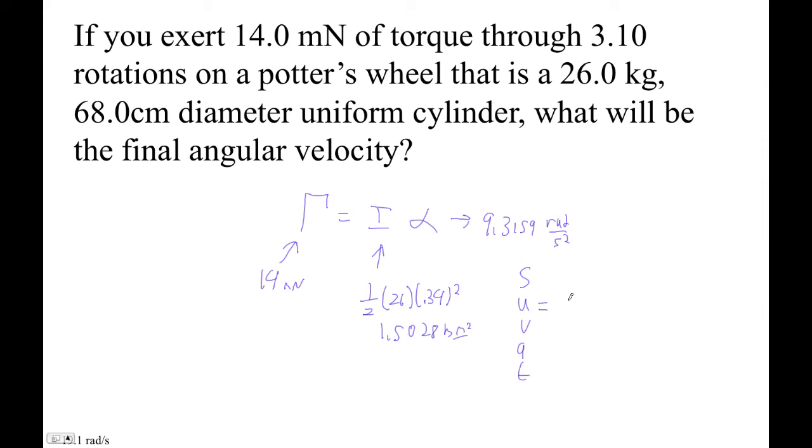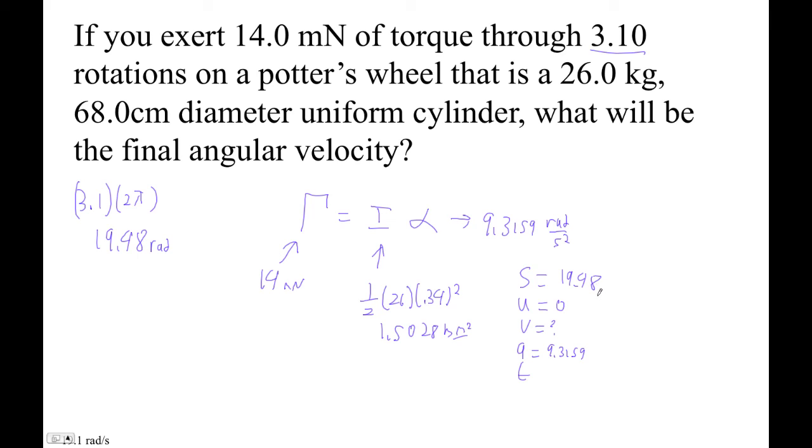So let's say it starts from rest. Doesn't say, but let's say it's 0, right? Final velocity is what we want to find. Our acceleration is 9.3159. And then our displacement is 3.1 rotations. So let's turn that into radians. So times 2 pi. That's 19.48 roughly radians. Okay.